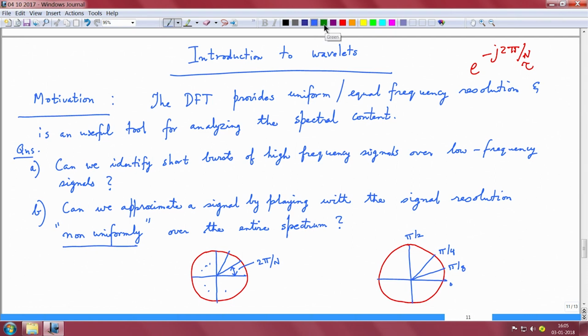So this is basically uniform resolution, and this distinction should be made very clear in your head. This applies to the DFT, and this is non-uniform resolution, and these diagrams are typically called disk partition diagrams.